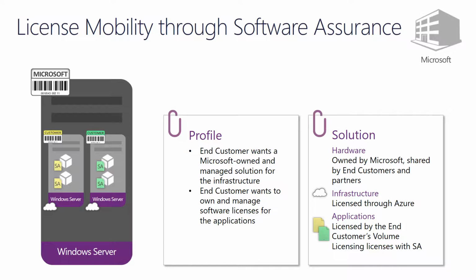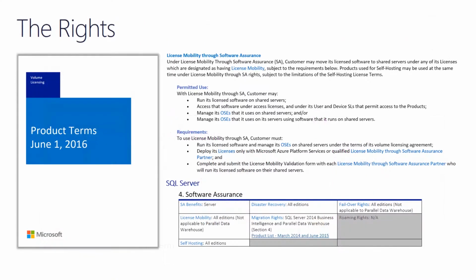Now, from an end customer perspective, it's important to make sure that the licenses that they want to assign to the cloud actually have the relevant rights. So let's look at how they would check that. There's a document called the Product Terms document, and this details the specific rights about the license mobility through SA benefit, and you can see a snippet from the document at the top here. This shows the permitted use and the requirements.